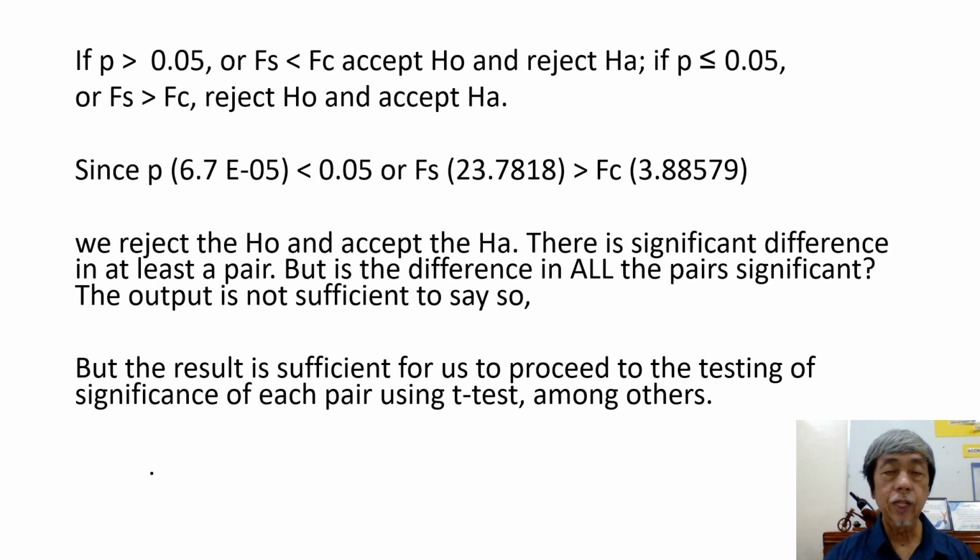Since the p-value is less than 0.05 and even the F statistic is greater than the F critical, we reject the null hypothesis and accept the alternative hypothesis. There is significant difference in at least a pair. But is the difference in all the pairs significant? This output is not sufficient to say so. However, this result is sufficient for us to proceed to the testing of significance of each pair using t-test among others.